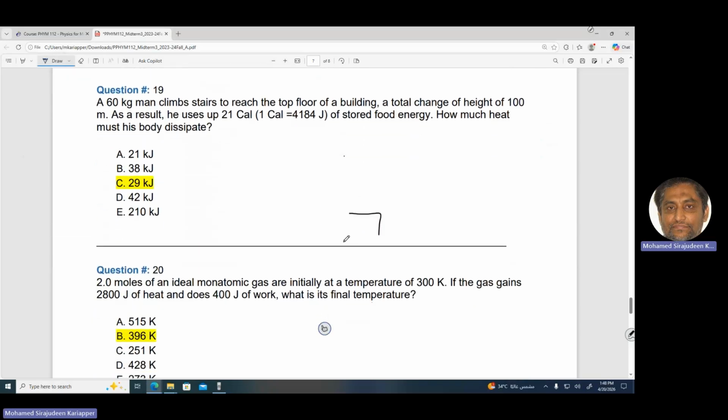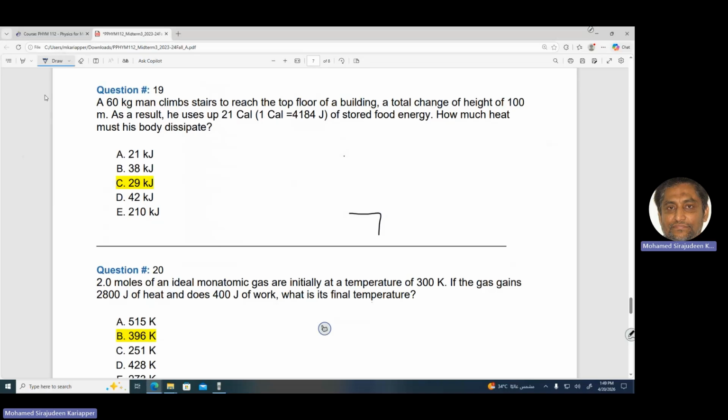Number 19. A 60 kilogram man climbs stairs to reach the top floor of a building, a total change of height of 100 meter. So he's climbing 100 meter vertically, okay? That's what we need for the potential energy. As a result, he uses up 21 calories of stored food energy. How much heat must his body dissipate?